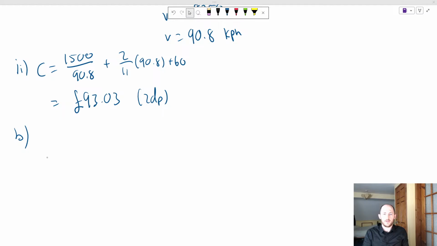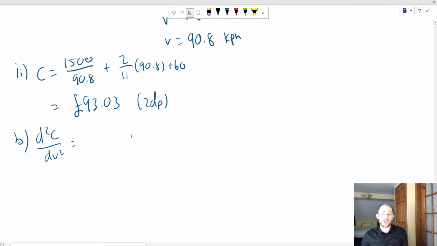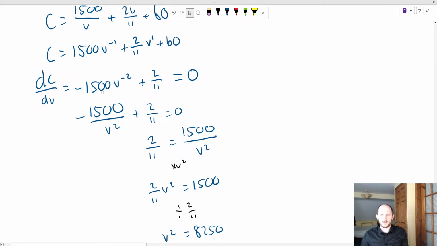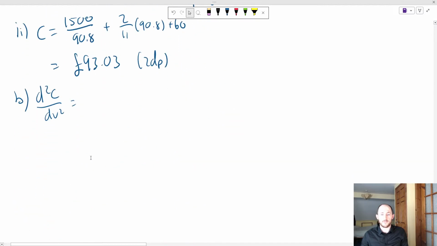So, that's d²C by dv squared. We're just differentiating again. So if I look here, bring the power to the front, that becomes positive 3000 v to the minus 3.